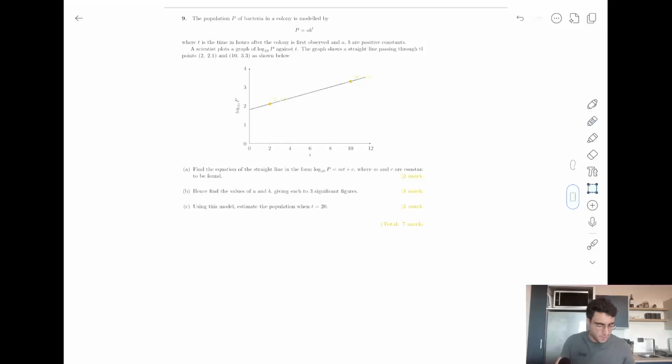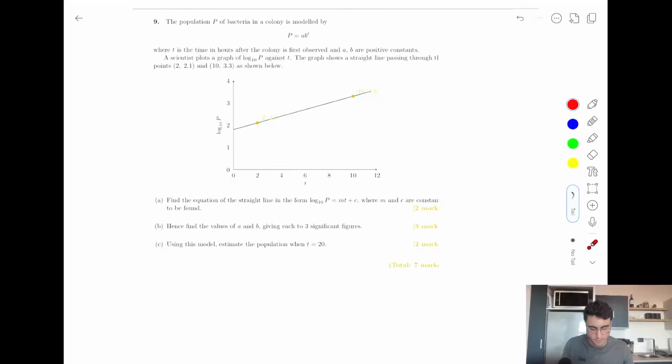Alright guys, so for number 9, we have a classic paper 3 or UK Edexcel question for the AS. What we've got here is a population of bacteria, and it's modeled by P is equal to ab to the power t. Now, with exponential graphs, the reason we graph it like this, as you may recall from the Log Lab web app, is that it's just a pain to graph something like this. So it makes a lot more sense to do it in terms of logs.